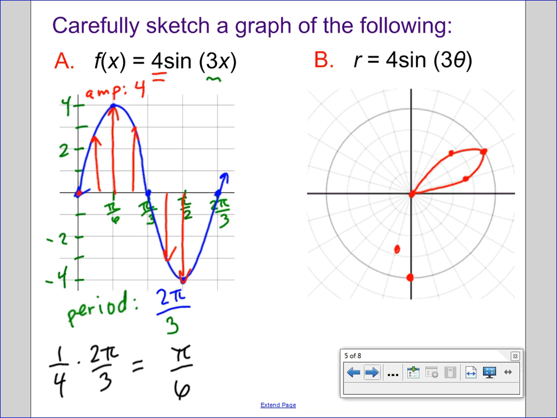7 pi over 12. 7 pi over 12 times 3 is 7 pi over 4. Did you pick 7 pi over 12? Negative 0.7 times 4. There we go. So here we are, 2.8 again.